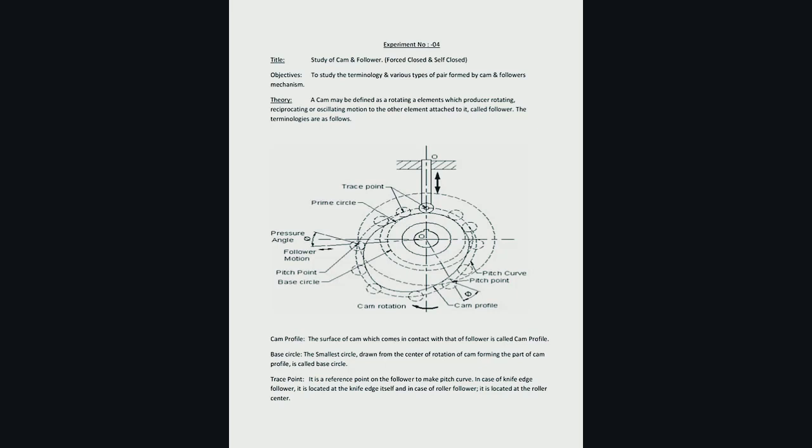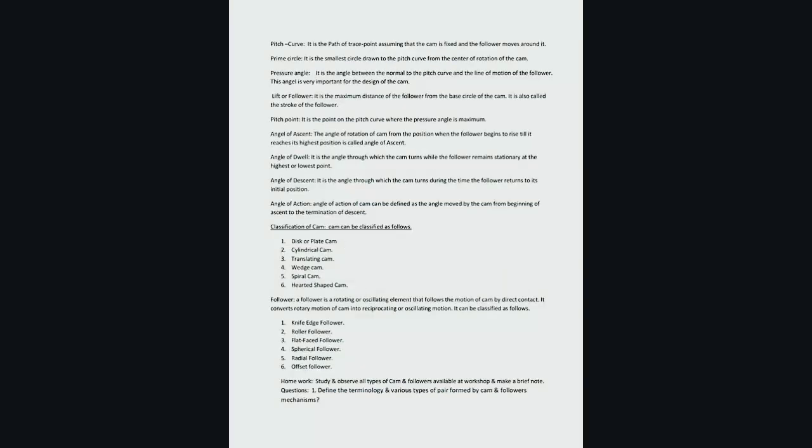Length of belt for cross belt drive. Observation for cross belt drive: diameter of smaller pulley, diameter of larger pulley, distance between the centers of the 2 pulleys, angle of lap. Table for cross belt drive. Number of observations: length of belt, mean length of belt. Questions: 1. Differentiate between open belt drive and cross belt drive. 2. Classify various types of power transmission.